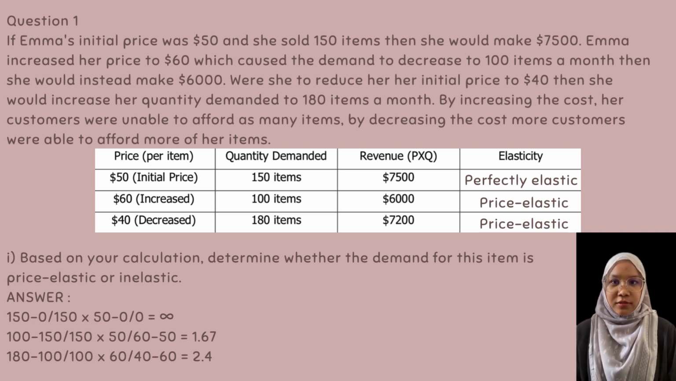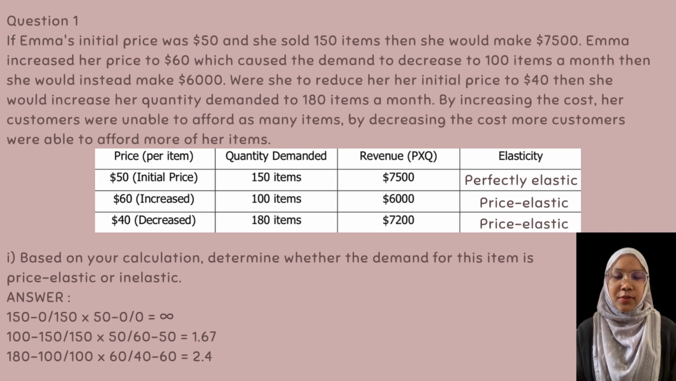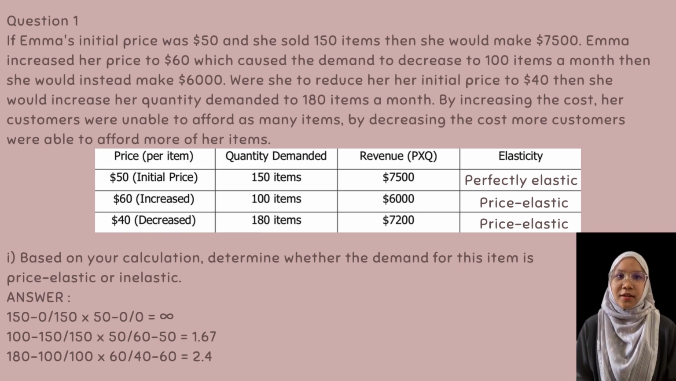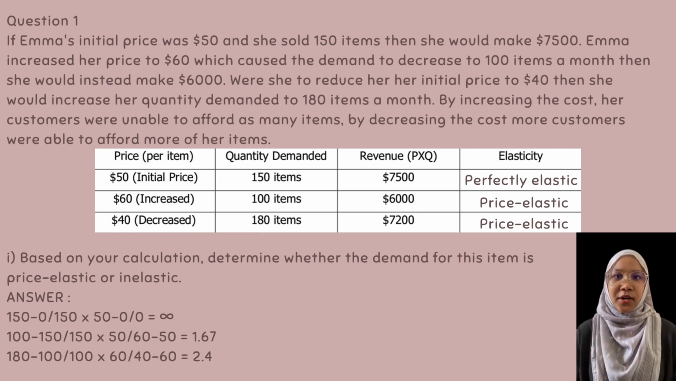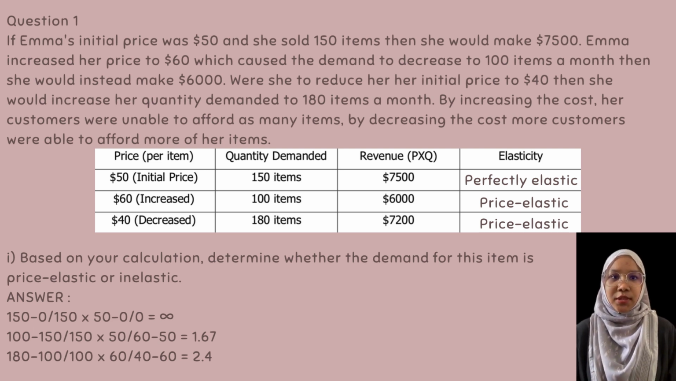Question 1, first Roman. Based on your calculation, determine whether the demand for this item is price elastic or inelastic. So elasticity for $50 is perfectly elastic. Elasticity for $60 is price elastic. And the last one, elasticity for $40 is price elastic. Okay.